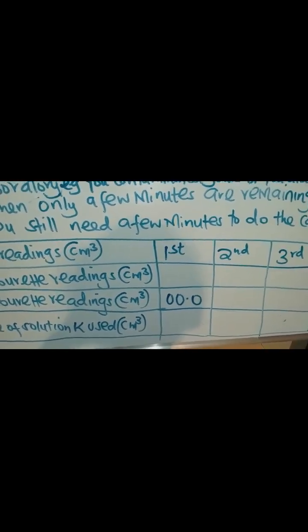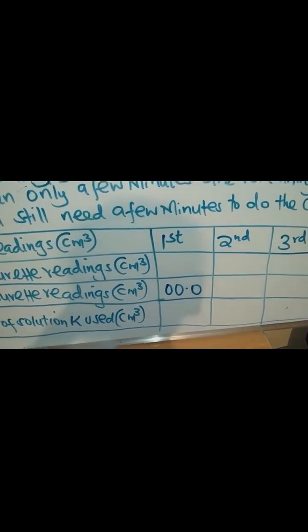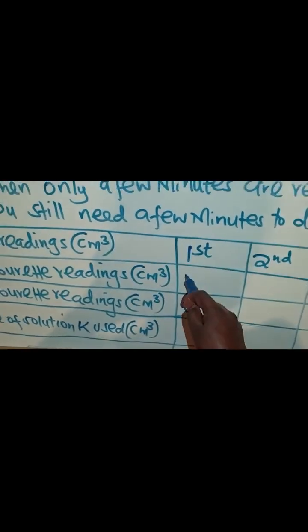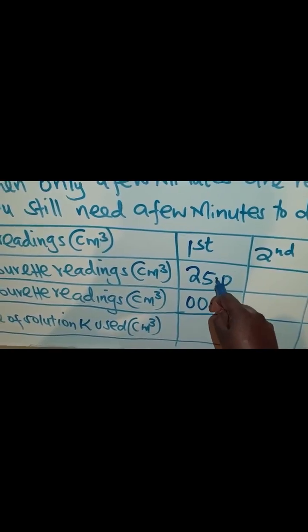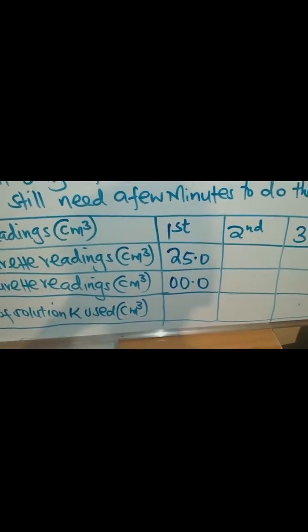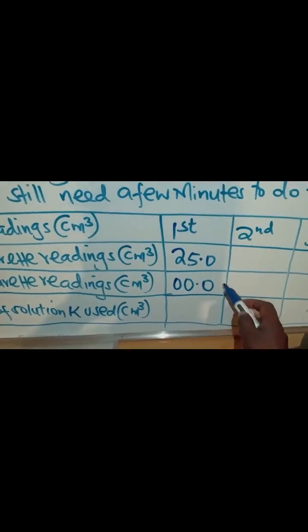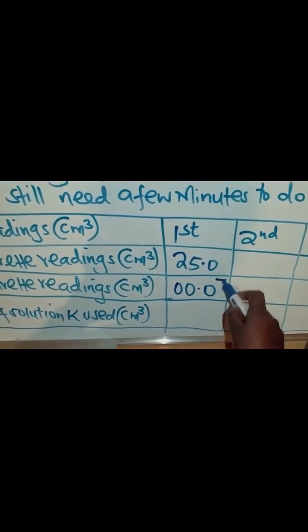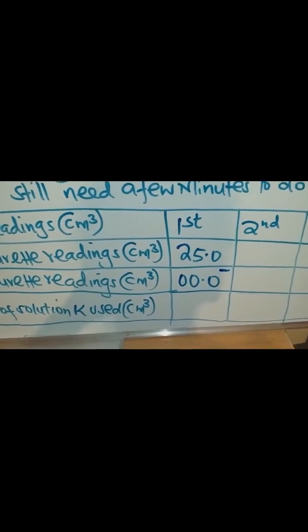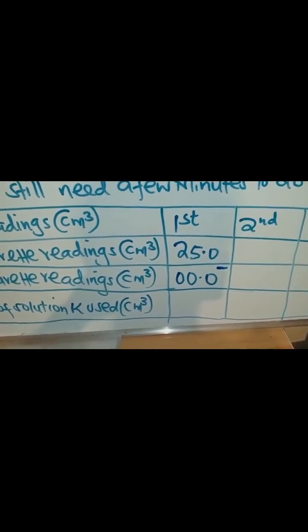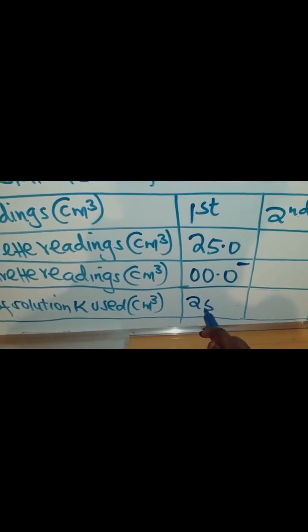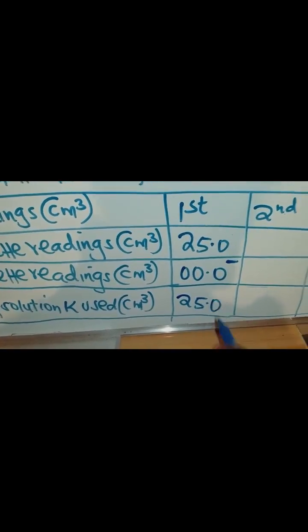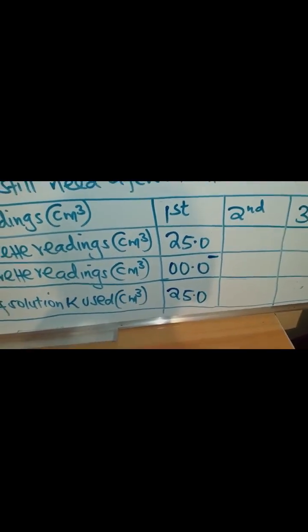Like let's say 25.0. So you write it up there, still taking care of the decimals. Then downwards we subtract. So 25.0 minus 00.0, you get 25.0. So you are already done with the first.